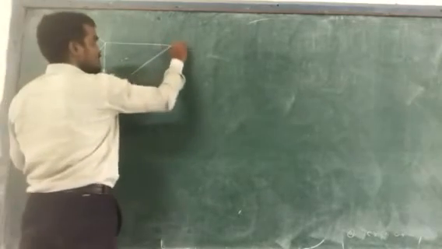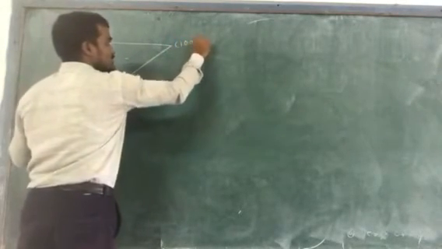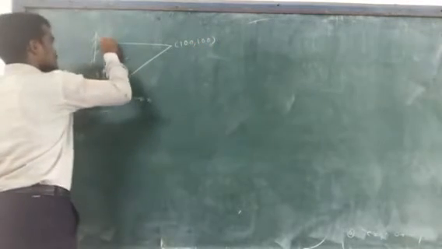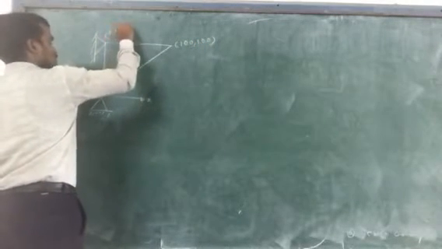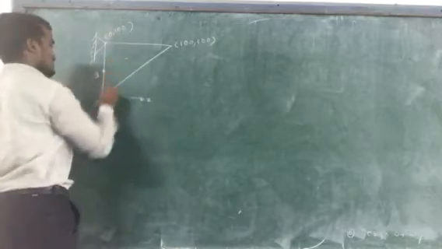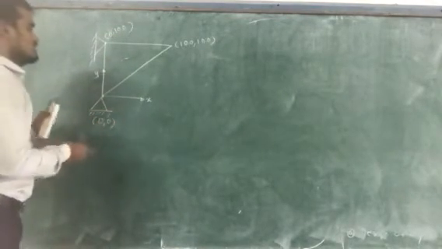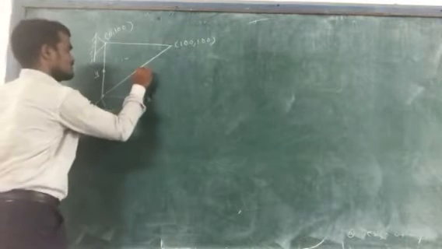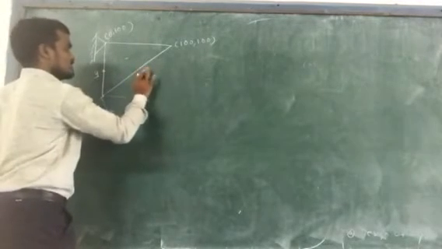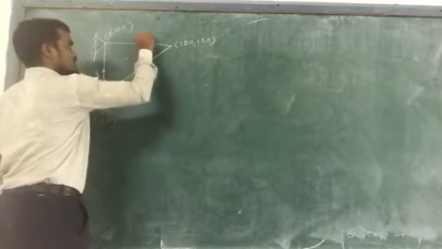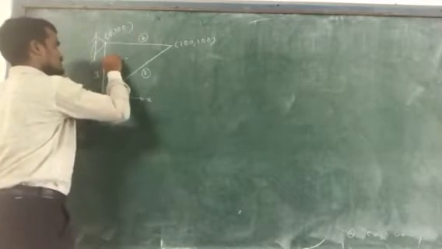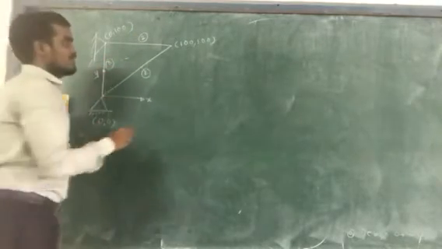Suppose they have given the coordinates like 100, 100, and this is 0, 100, and the first one is 0, 0. So how to find out the values of theta? Suppose this is the first element, this is the second element, and this is the third. So we need to find here first.